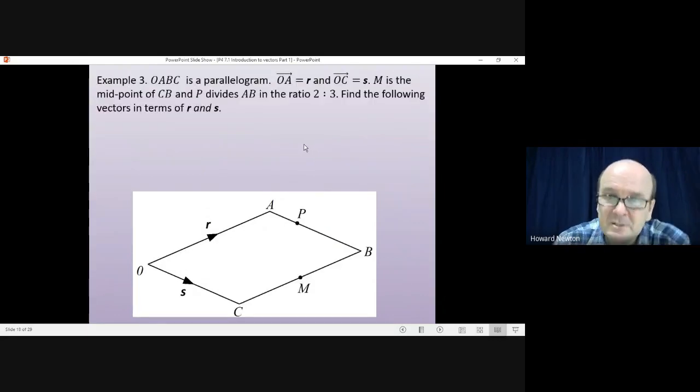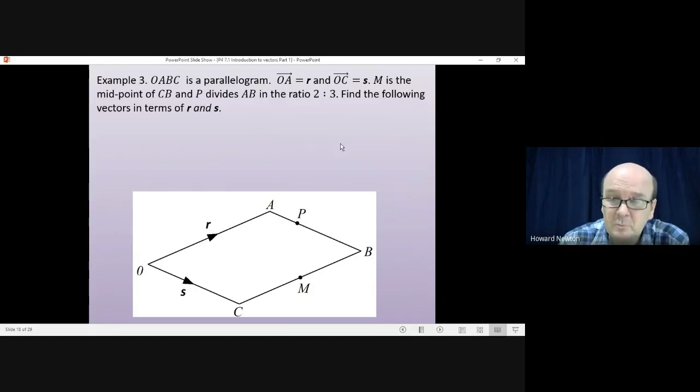Okay, example 3 is quite a bit more confusing. We've got a parallelogram now. That matters. It means that OA is parallel to CB. So the vector OA equals the vector CB. And similarly, AB will be parallel to OC. So the vector OC is S, the vector AB will also equal S.